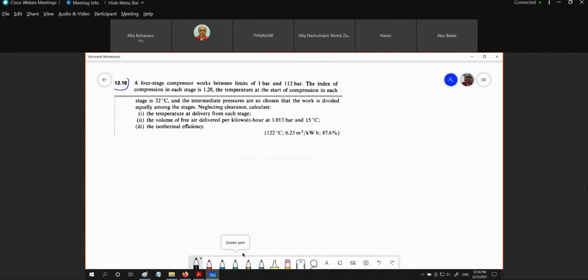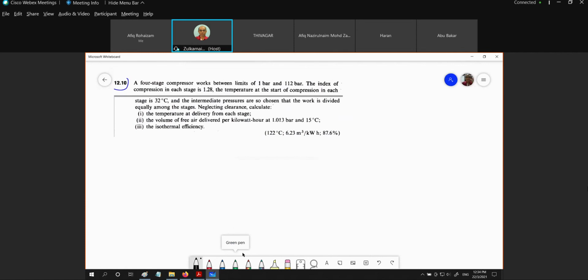Okay, a 4-stage compressor works between limits of 1 bar and 112 bar. The index of compression in each stage is 1.28. The temperature at the start of the compression in each stage is 32 degrees C. And the intermediate pressures are so chosen that the work is divided equally among the stages.